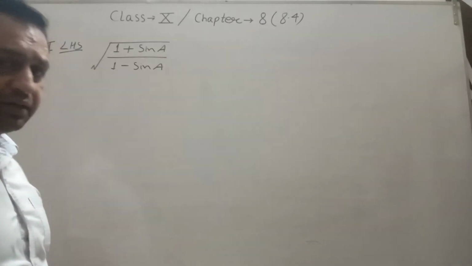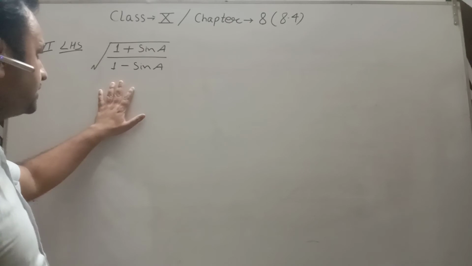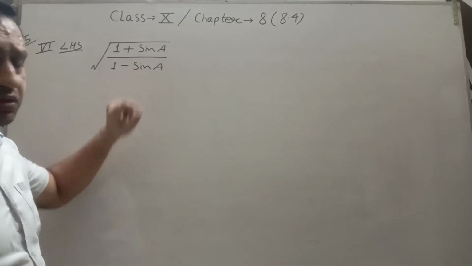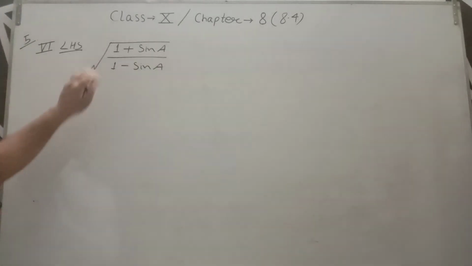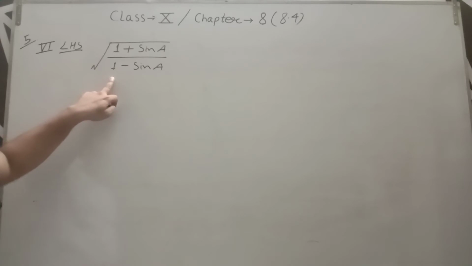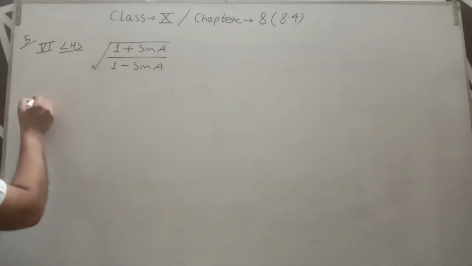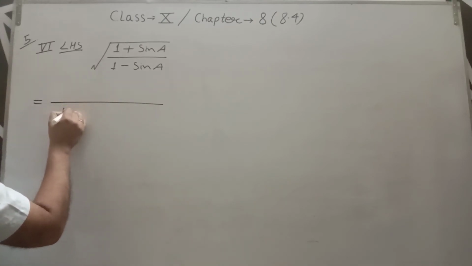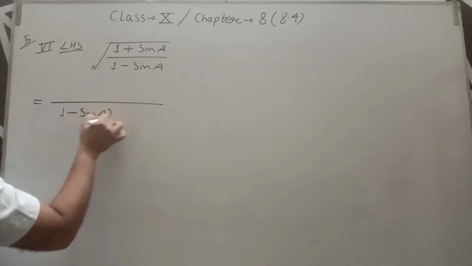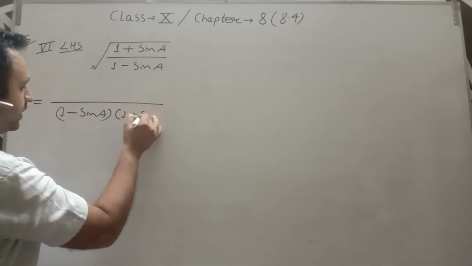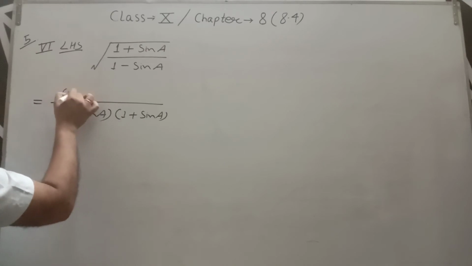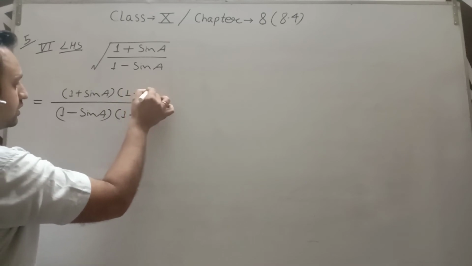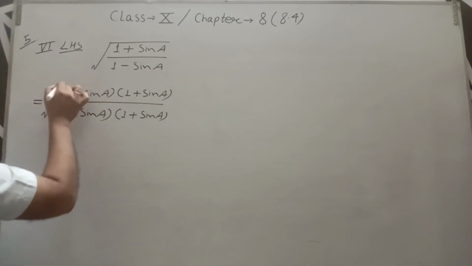and we have to prove sec A plus tan A. So we just note down its LHS, because the fraction is written in the under root. So first step we multiply numerator and denominator both by conjugate of denominator. So we multiply numerator and denominator both by 1 plus sin A. So 1 minus sin A into 1 plus sin A. Similarly 1 plus sin A into 1 plus sin A in the under root.